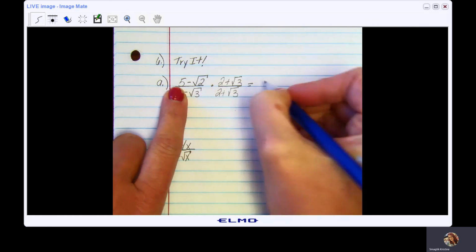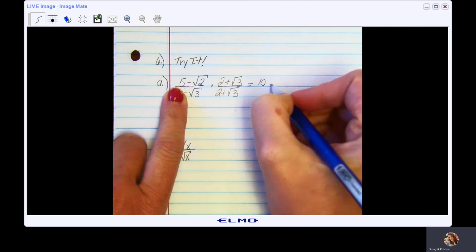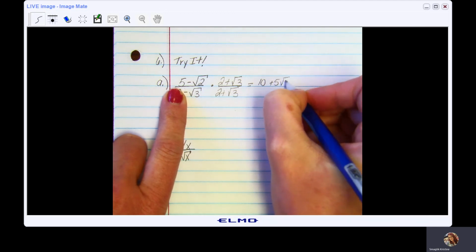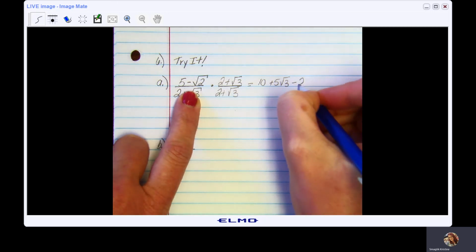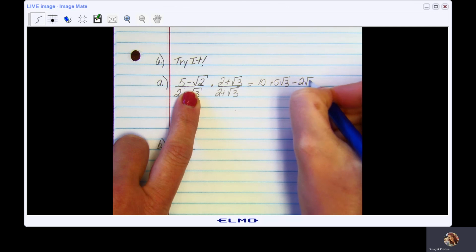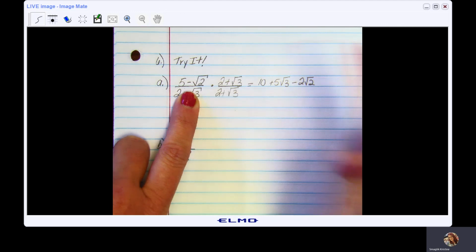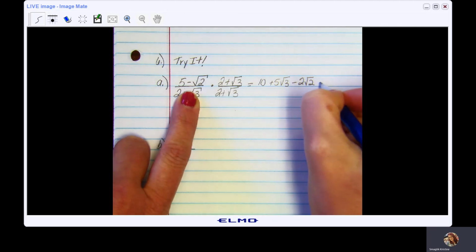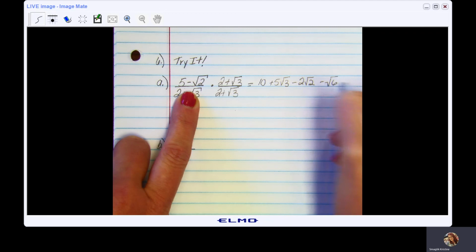5 times 2 is 10. 5 times the square root of 3 is 5 times the square root of 3. Negative square root of 2 times a positive 2 is minus 2 times the square root of 2. Negative square root of 2 times a positive square root of 3: the indexes are the same, so I can multiply my radicands. 2 times 3 is 6.